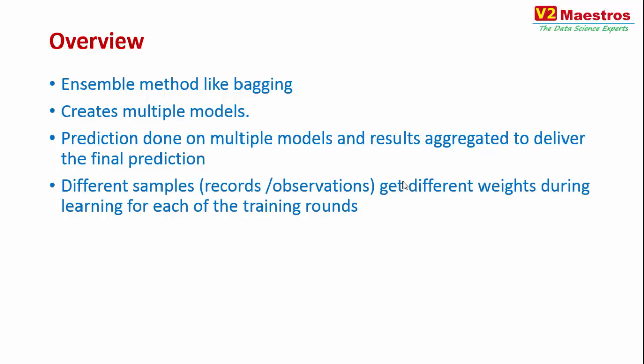In this case, the difference is that you assign something called weights to each of the samples. So your data set contains a number of records, and each record is given a weight. Typically you start with all records having a weight of 1, and then as you keep building models, you keep increasing the weights of the records. How do you increase the weight of a record? You can simply duplicate the record.